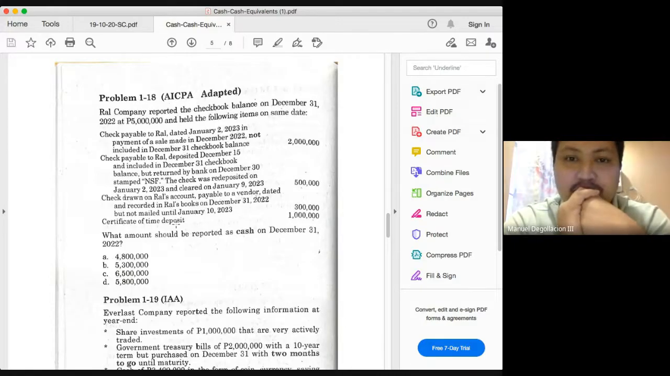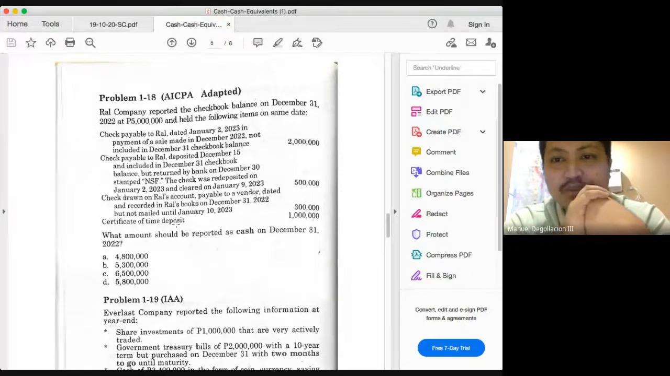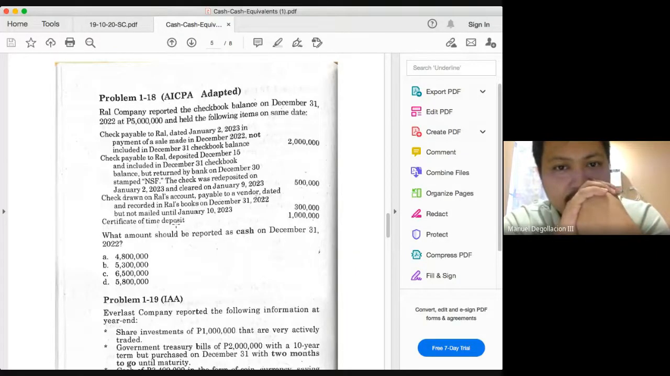But what did we do? This was not included, and as we mentioned, it is correctly not included. So therefore, do nothing for the 2 million.